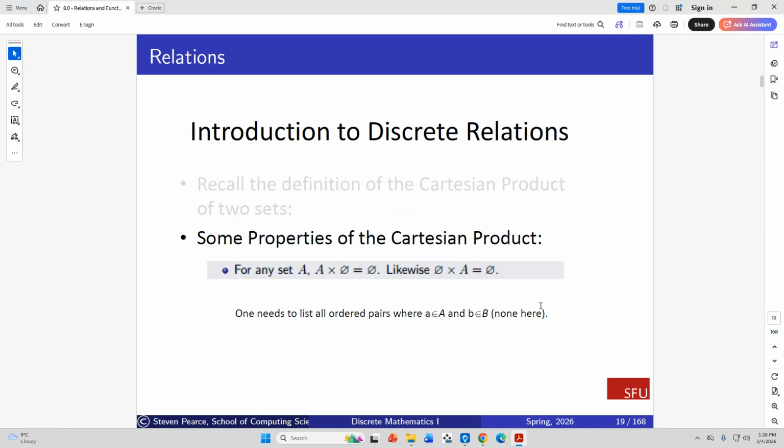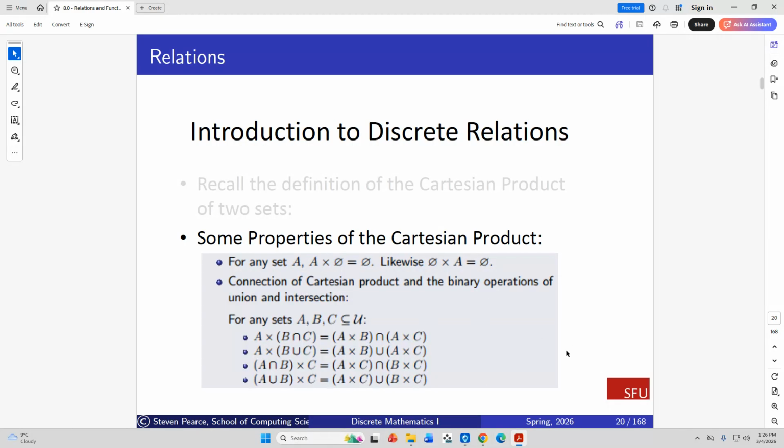Some properties of the Cartesian product. For any set A, A cross the empty set is the empty set. Similarly, the empty set cross A is the empty set. Don't forget that. One needs to list all ordered pairs where a is an element of A and b is an element of B, and there are none here. There's none in the empty set, so it is simply the empty set. Does that make sense?